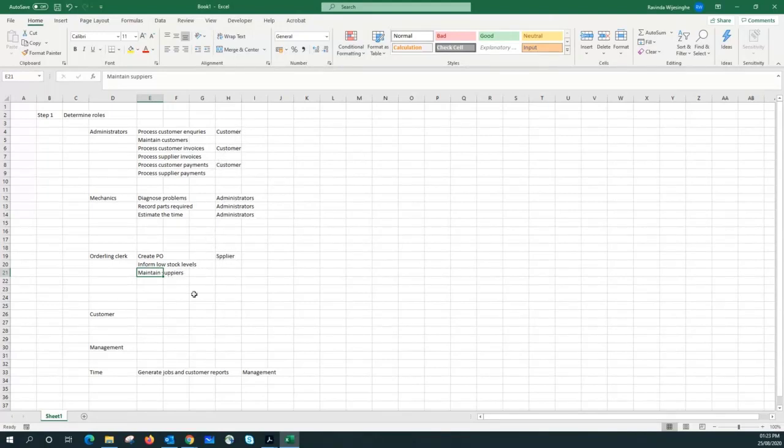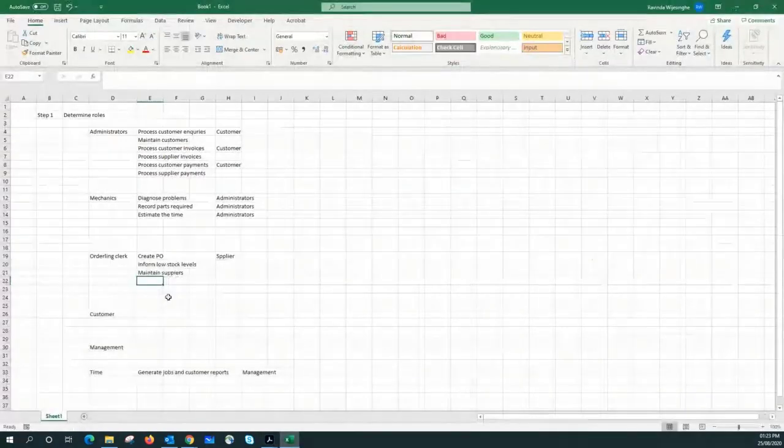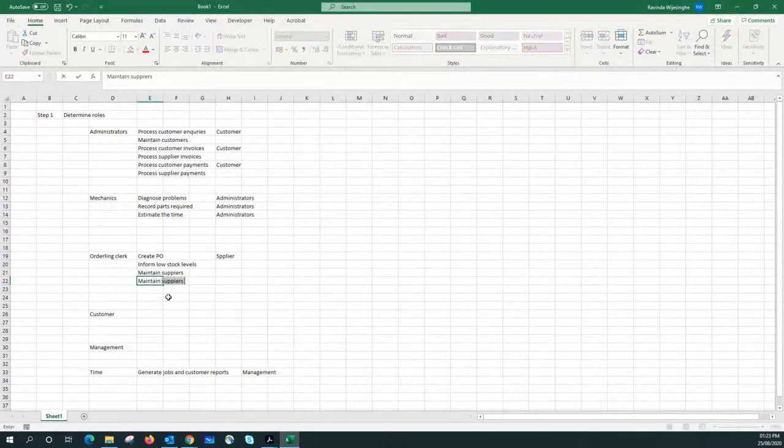Same here, okay? But the payment in this case, yes, the customer can pay, so maybe using an online portal. Okay, that's why we are giving them access here, right? And then what else? There's one more actually, and also creating, adding, updating, and deleting the parts table as well. So maintaining parts. Right? Maintaining parts is handled by the ordering clerk as well, right?